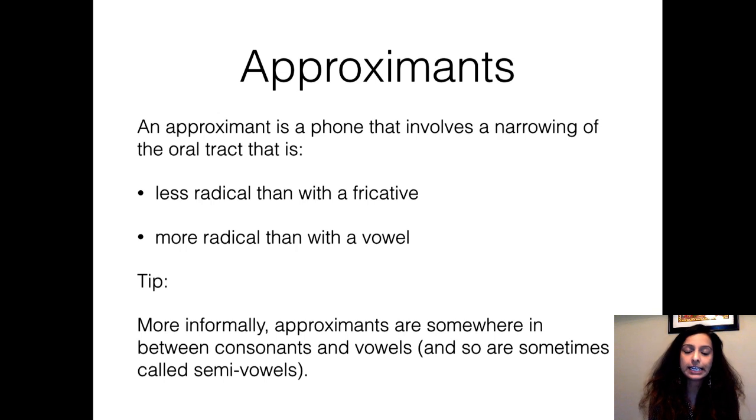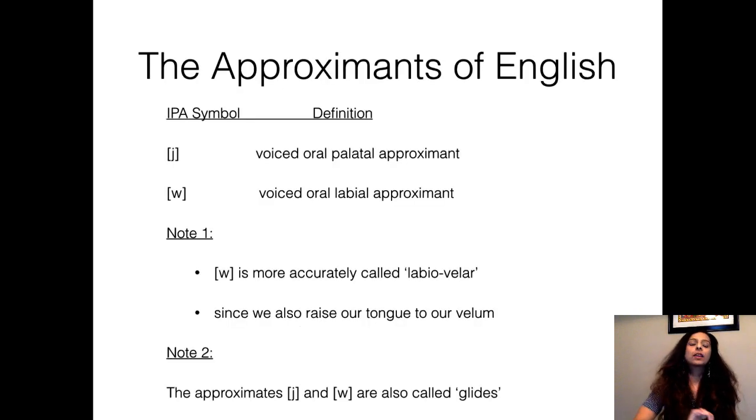The last manner of articulation of English is an approximant. And an approximant is really the way that we start getting into the vowel system of the International Phonetic Alphabet. An approximant is also called a semi-vowel because it is kind of in between a consonant and a vowel. Not fully a consonant, but not fully a vowel either. That's why it's called an approximant. So it also involves a narrowing of your vocal tract, but it's less radical than a fricative and more radical than a vowel.